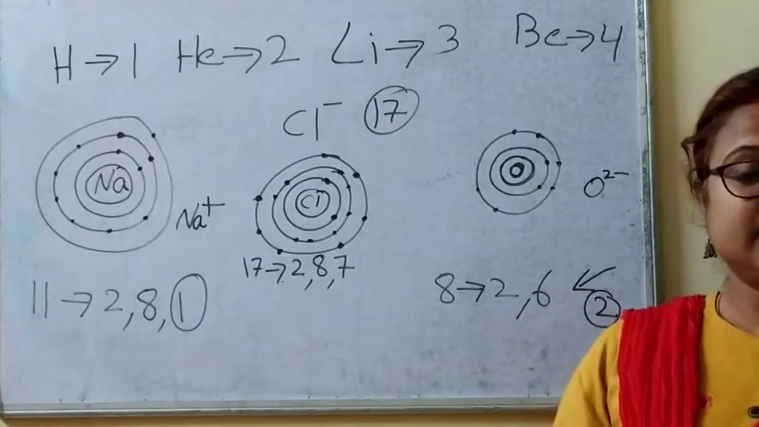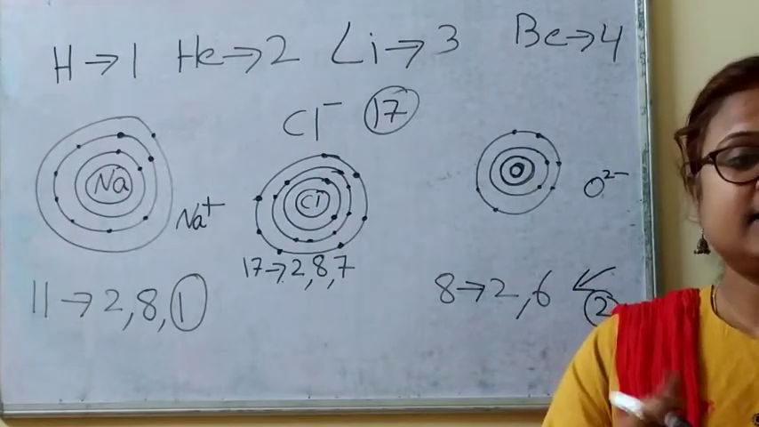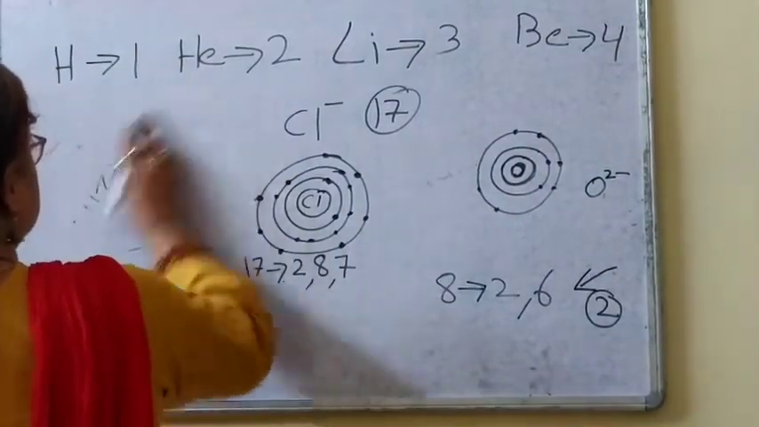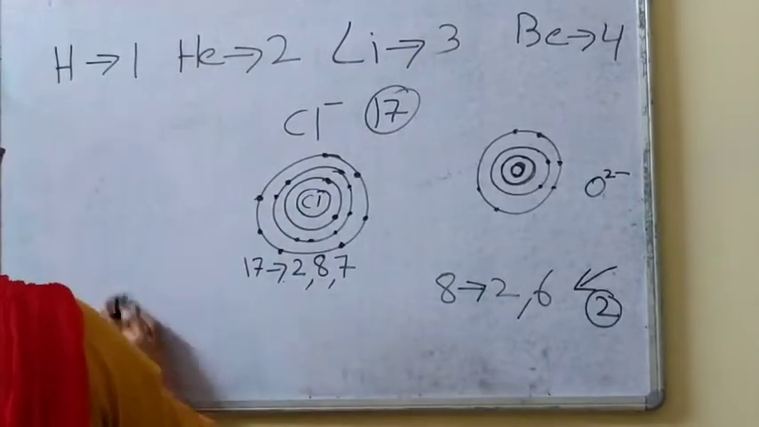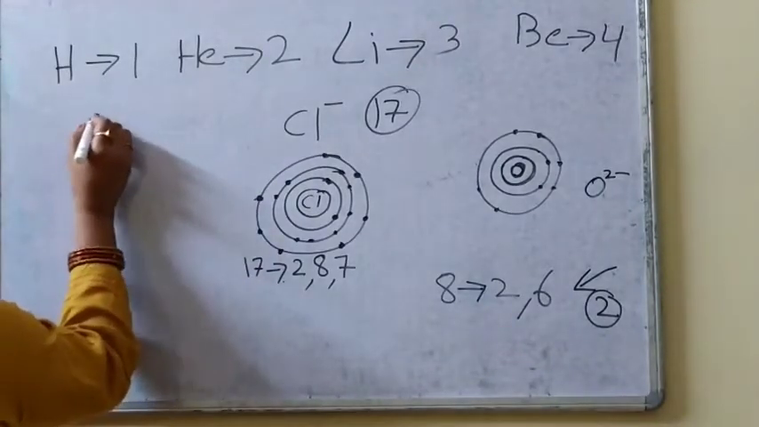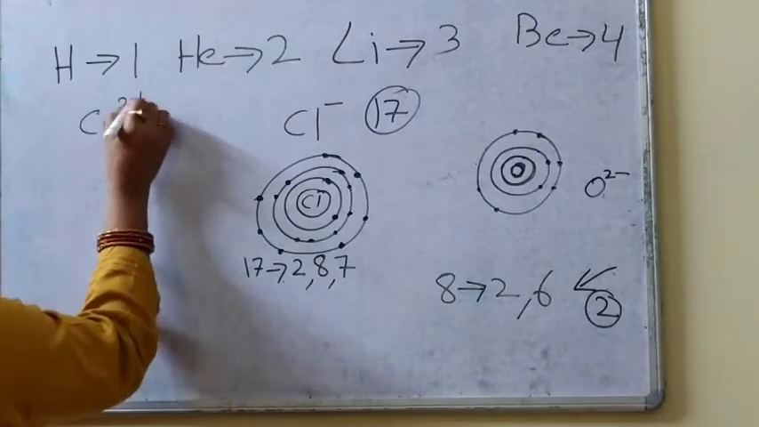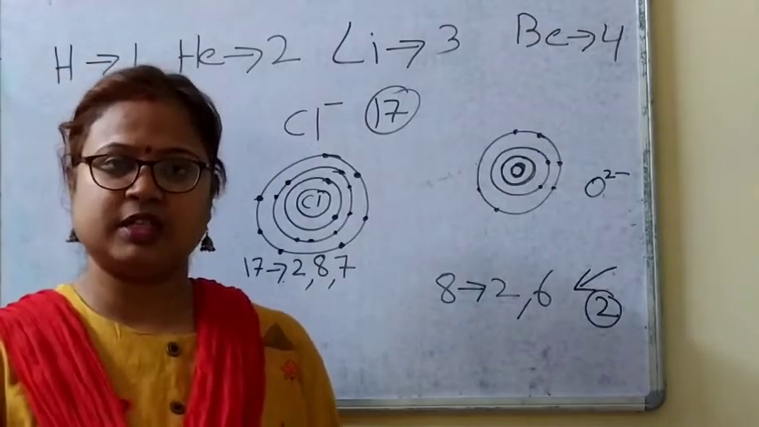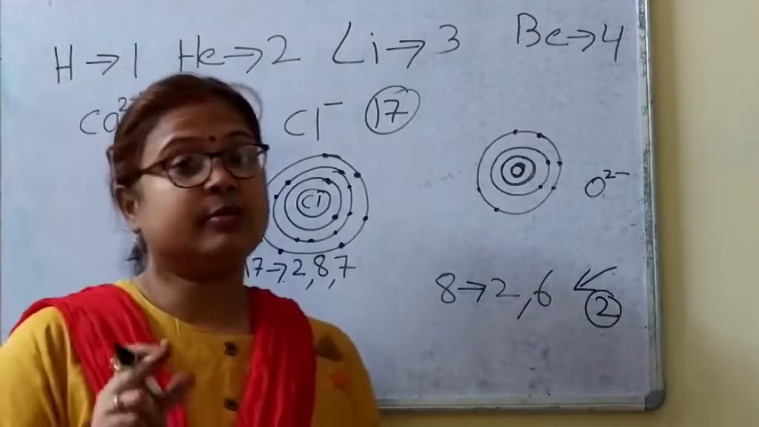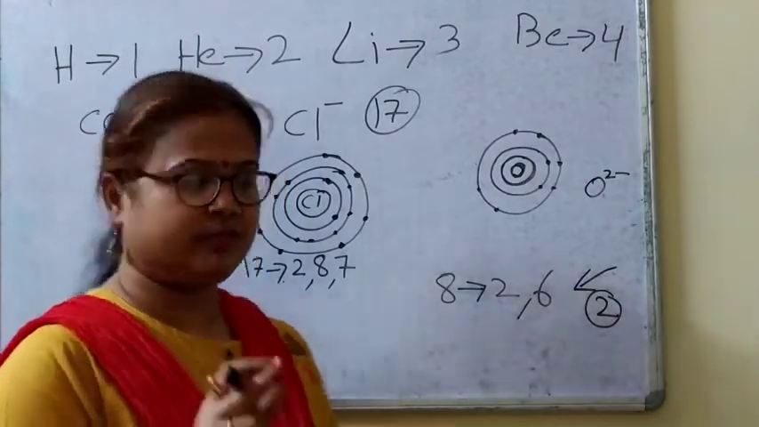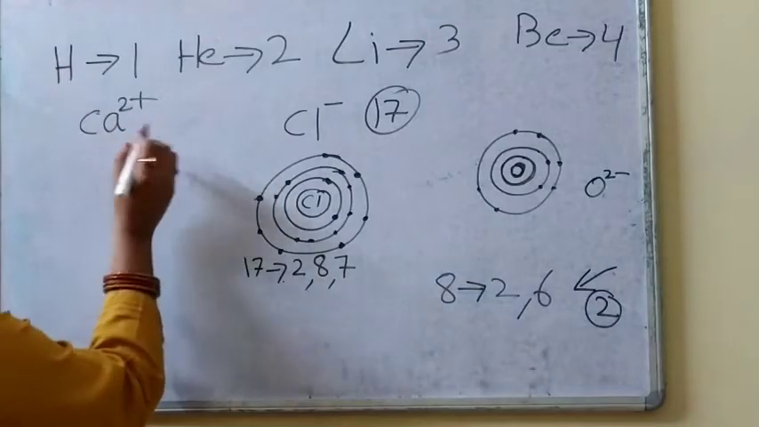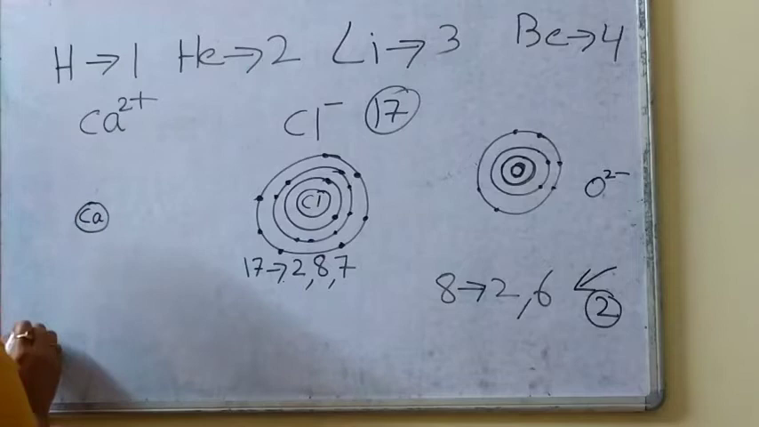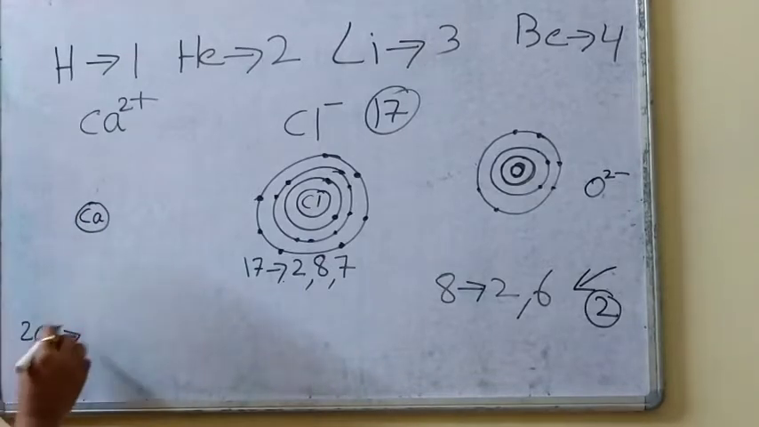Let's take another example, then it will be very clear. Calcium. So calcium, you must have seen in the book it is written like this, Ca2 plus. And the atomic number of calcium is 20. So this is calcium, this is the nucleus of calcium, and here I have written atomic number 20.